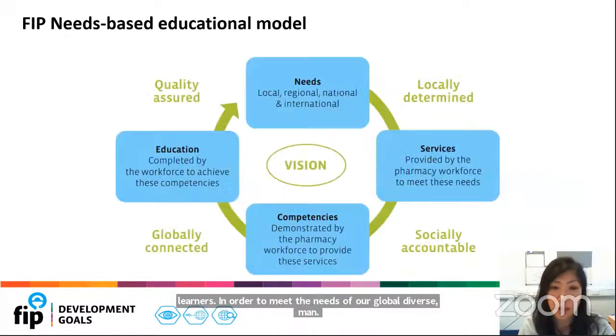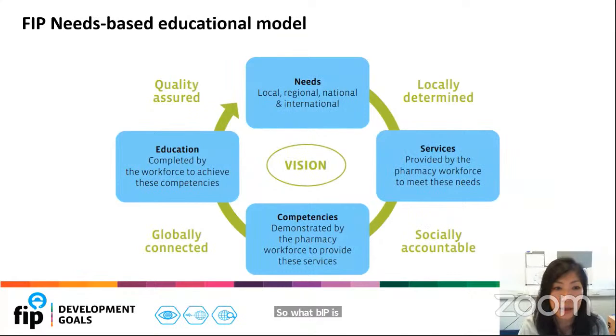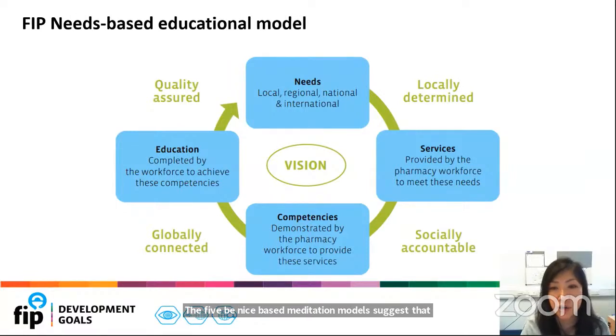So what we do in FIP is here in the FIP needs-based education model, which has been advocated since 2008, which actually covers the CBE model in it. The FIP needs-based education model suggests that pharmaceutical education should be locally determined, socially accountable, and globally connected, and quality assured to meet the given health needs of the communities.